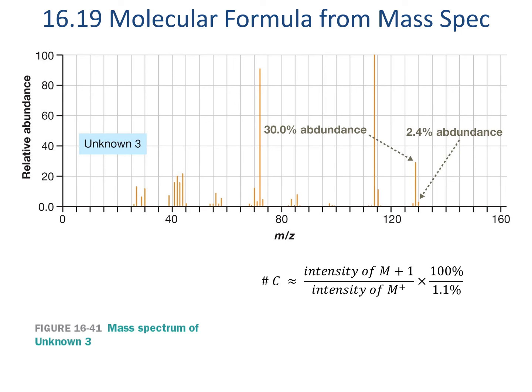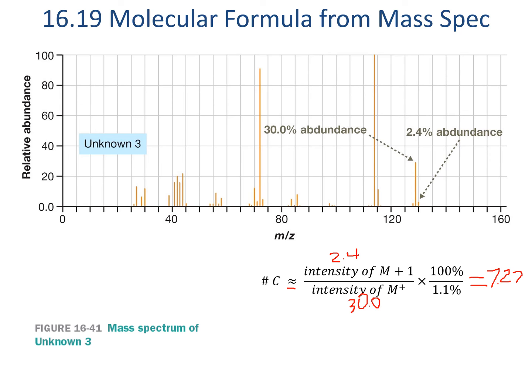So if we use this as an example, we know that we have 2.4% abundance for our mass plus 1 peak, and we have our mass plus peak is 30.0. We don't need to include the percents, we just need to have them in the same unit in both cases. So 2.4 or 0.024 are both fine as long as we match it up with the correct form down here. Anyway, if we actually calculate this out, we'd say that we have 7.27 carbons. Notice this is an about, it's not an exact, and so we'd say there's probably either 7 or 8 carbons in this molecule.